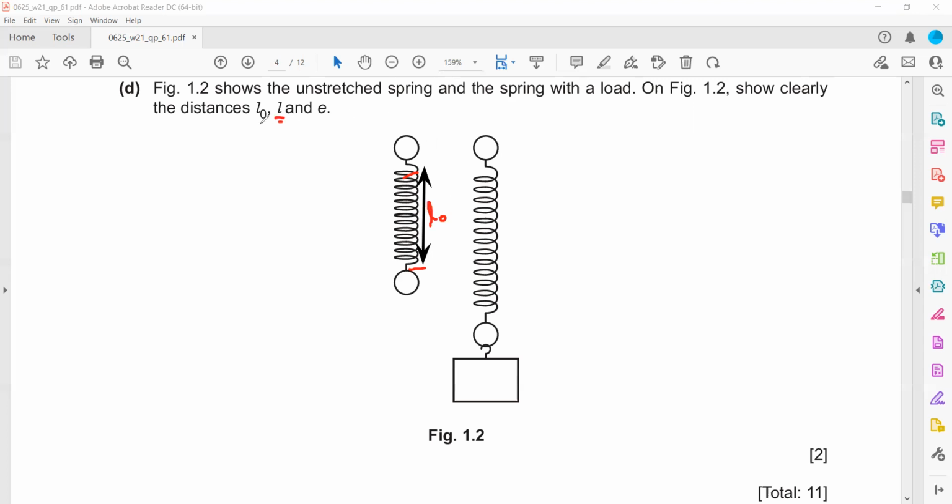What about the length of a stretched spring? That is called L. No, that is extension. L is the total length of a spring which is loaded. So we take the total length of a loaded spring and represent it by L. And how much is the extension? Extension means increase in length. So for extension, we will draw a line which shows that this is an increase in length. Is it clear? This question about extension.